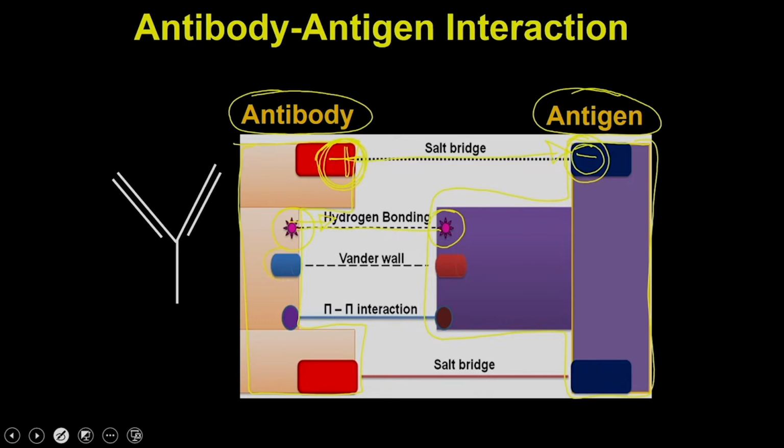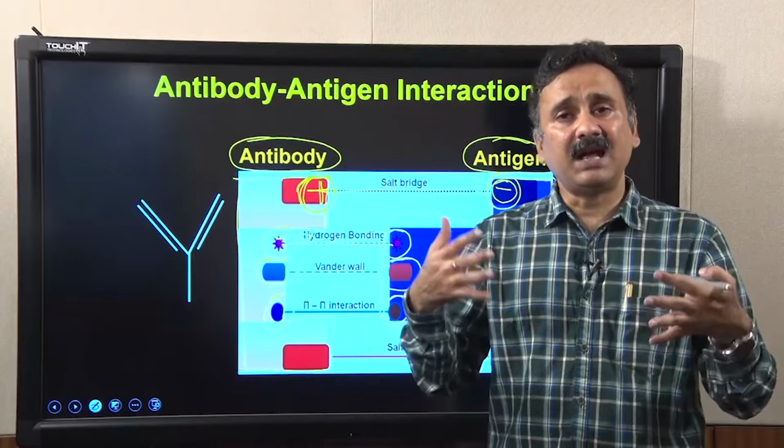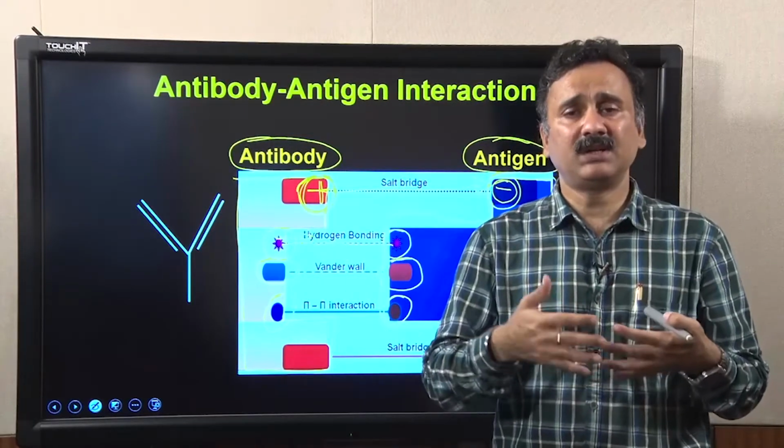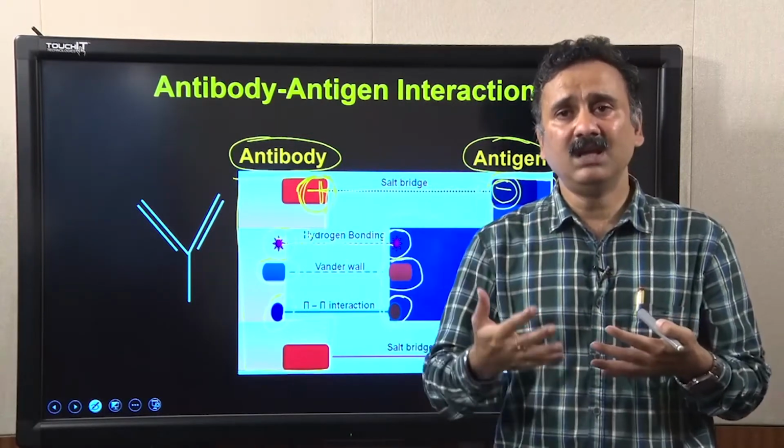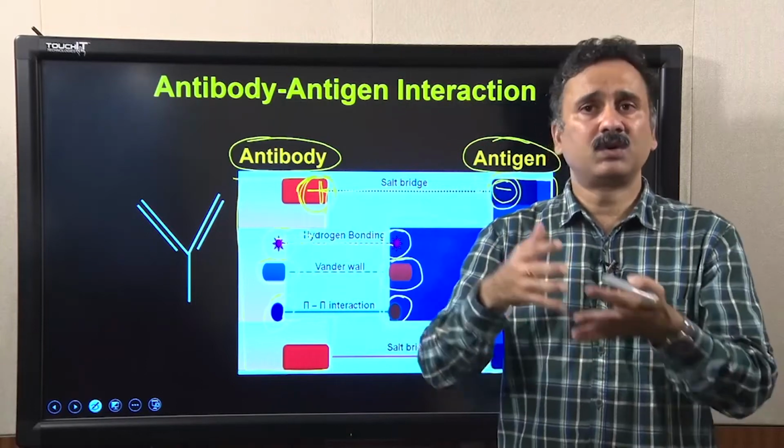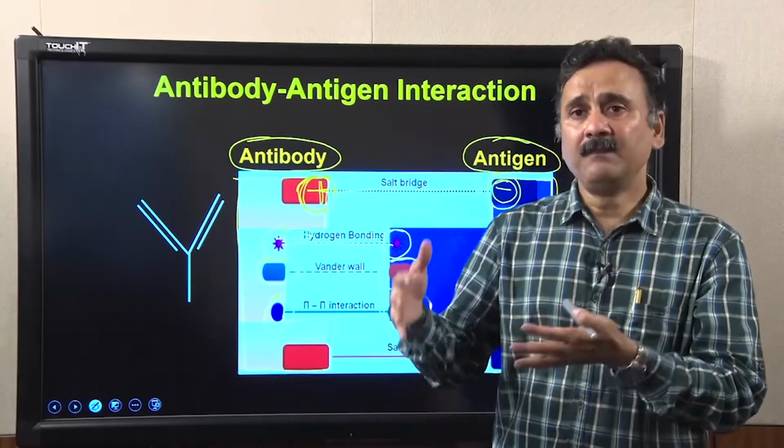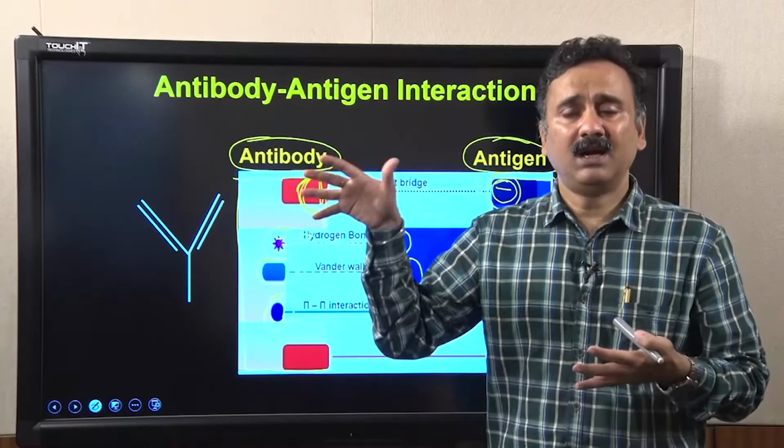Similarly, you have groups which participate in van der Waals interactions, and on the other hand it also has groups which are involved in pi stacking interactions. So, all these interactions as well as the 3-dimensional structures provide the antibodies the specificity to recognize the antigen or the epitopic region present in the antigen.